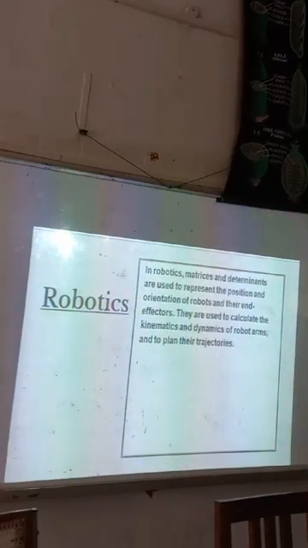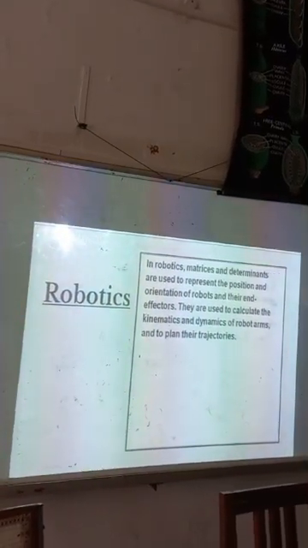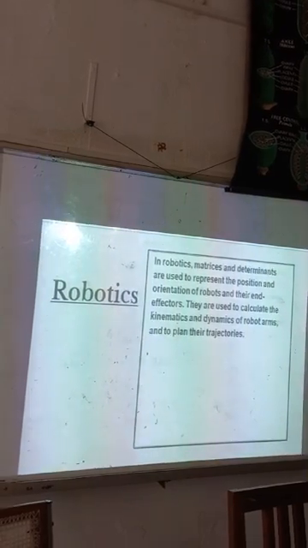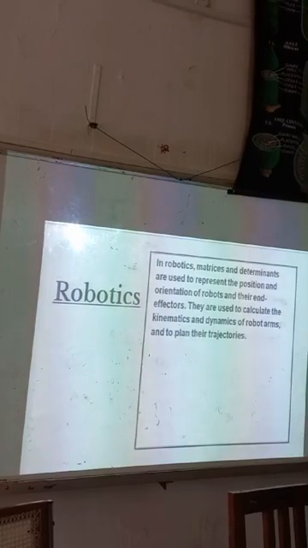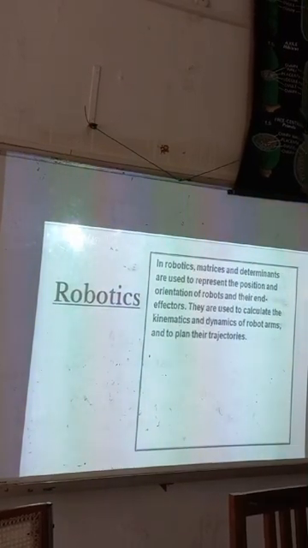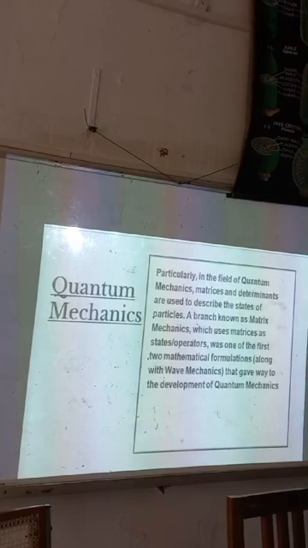The next is robotics. In robotics, matrices and determinants are used to represent the position and orientation of robots and their end effectors. They are used to calculate the kinematics and dynamics of robot arms and to plan their trajectories.